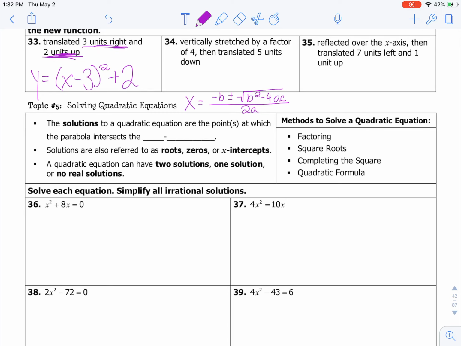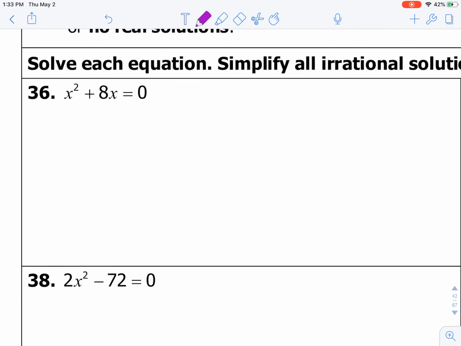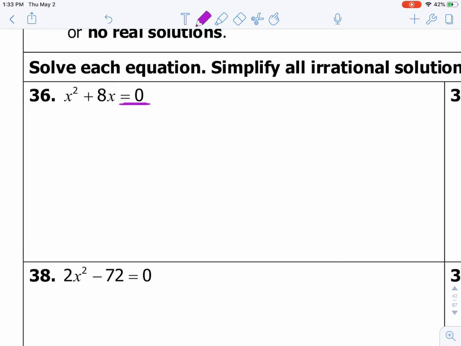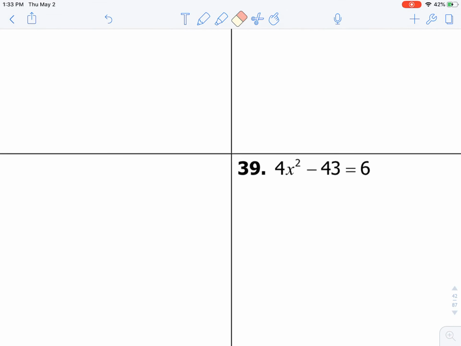So my solutions, what I'm looking for, are where that parabola crosses the x-axis. They could also tell me find the roots, find the zeros, find the x-intercepts. Or they could say find the solution, okay? All these different words for quadratics are telling me to use the quadratic formula. Remember, when I'm going through this, my equation has to be equal to 0 when I start. If it's not equal to 0, I need to manipulate my equation to do so. So let's look at one that's not equal to 0.